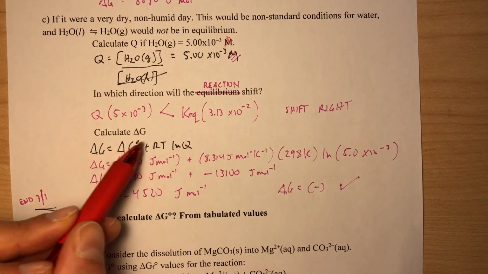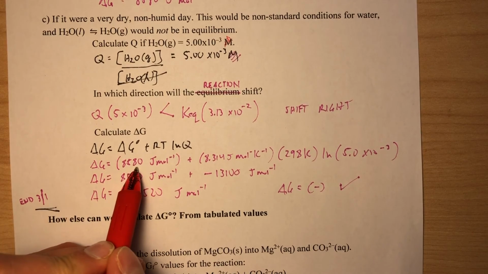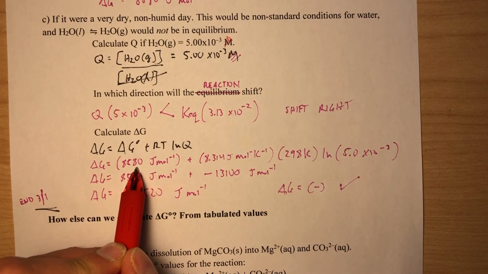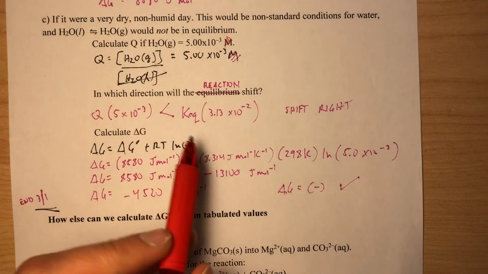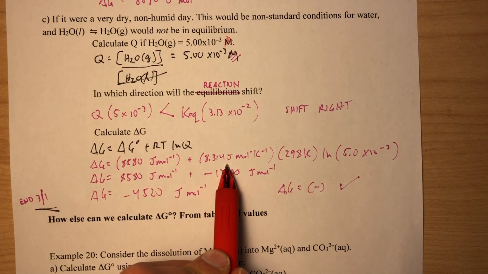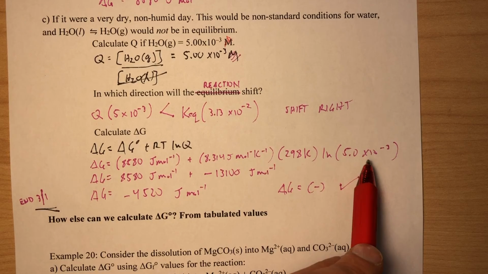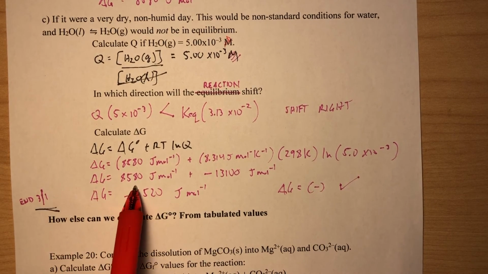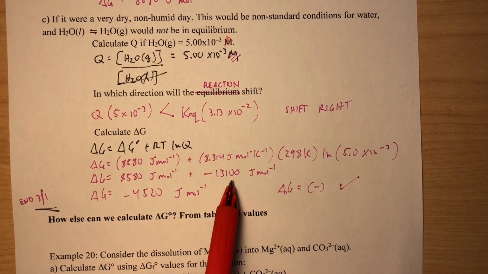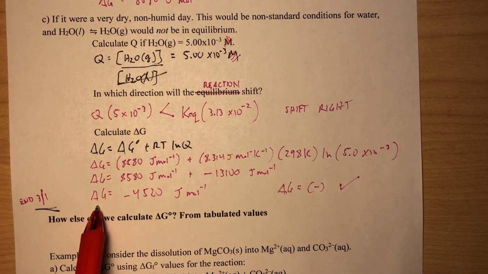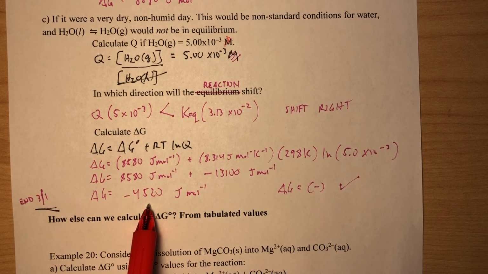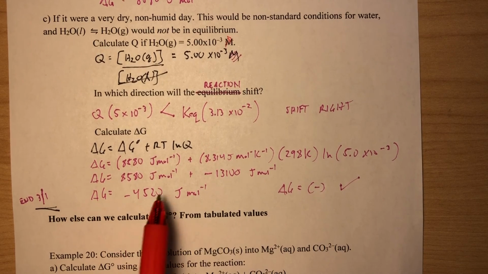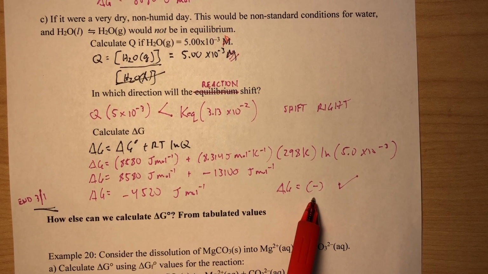We can confirm that here using this equation. So delta G would be equal to our delta G naught, which we calculated above, as being 8,580 joules per mole plus 8.314 joule per mole per Kelvin times 298 times the natural log of 5 times 10 to the negative 3. That's going to be equal to 8,580 joules per mole plus negative 13,100 joules per mole, and we get a delta G that's equal to negative 4,520 joules per mole. And delta G is negative, and we have confirmed that the forward reaction is spontaneous.